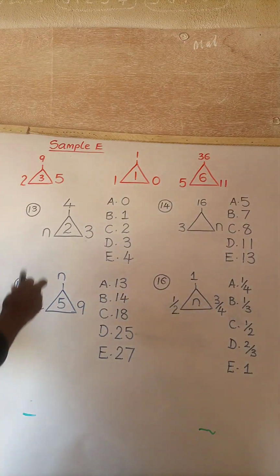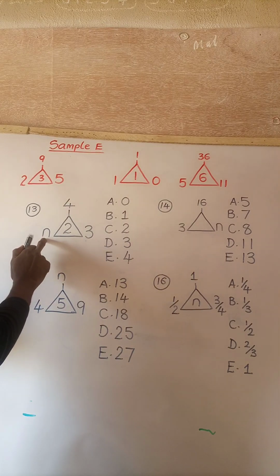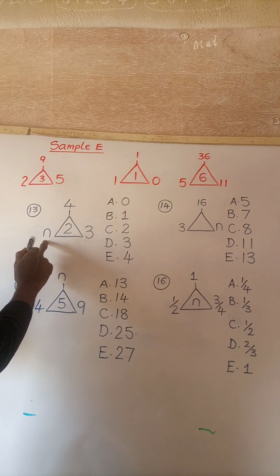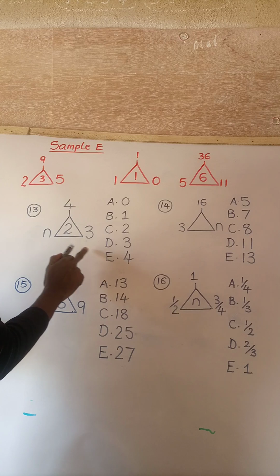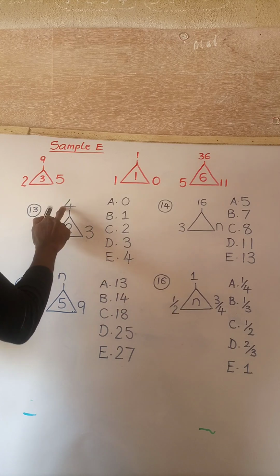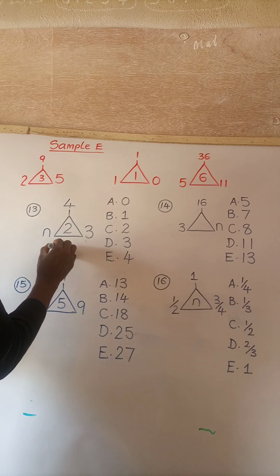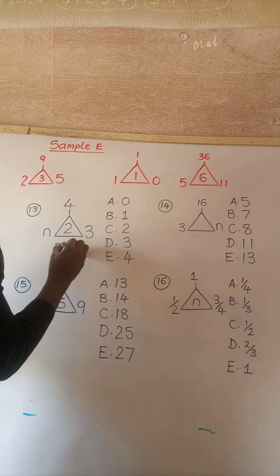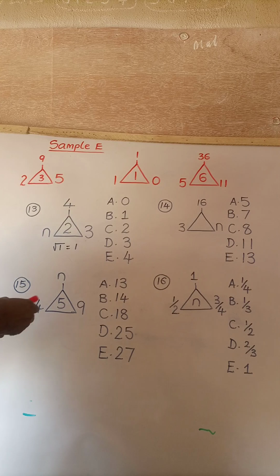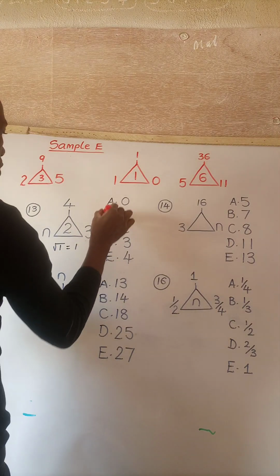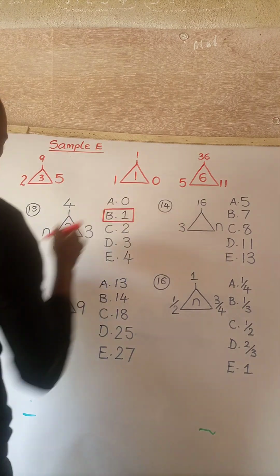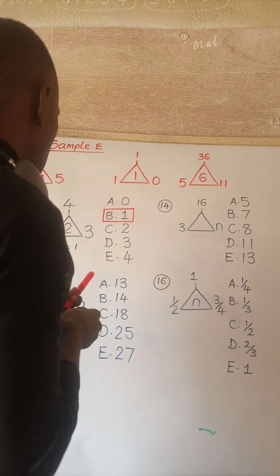Now, in question number 13, this side, this point is not given, okay? So what I will do now is this. I will do 4 minus 3. It will give me what? 1. Square root of 1 is equal to what? 1. Meaning that answer to question number 13 is what? Is option B.